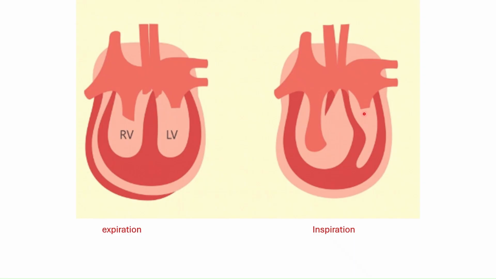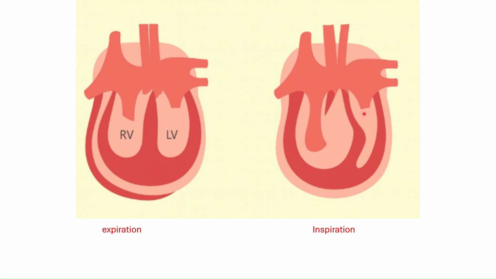That's why when we check the pulse, it disappears during inspiration. And if you listen with your stethoscope when you are measuring your blood pressure manually, you can appreciate that the sounds disappear during inspiration. That's why it's called pulsus paradoxus, because it paradoxically disappears.